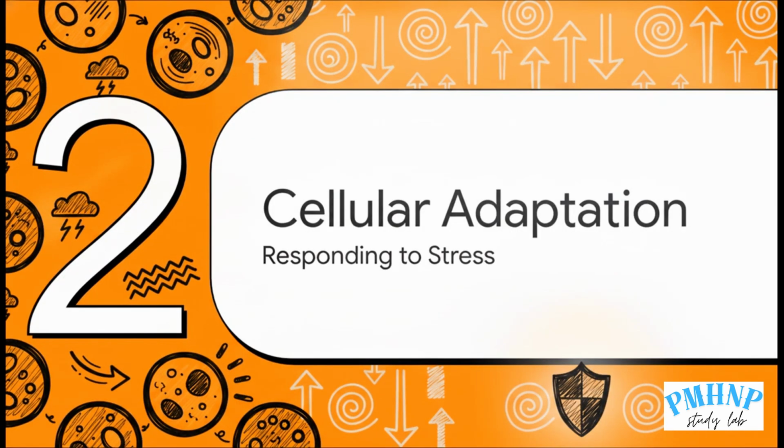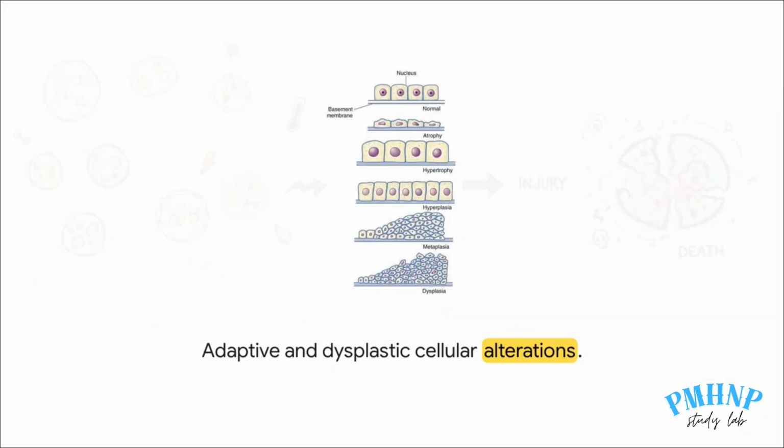Section 2. Cellular adaptation mechanisms. Now, let's map out this progression. You start out with normal, simple cuboidal cells, but introduce some stress and they might shrink, that's atrophy, or they might enlarge, which is hypertrophy. They can even multiply, called hyperplasia, or change their type entirely, which is metaplasia. But what you really have to watch out for is dysplasia. This is deranged, chaotic cellular growth, where cells completely change size, shape, and organization.